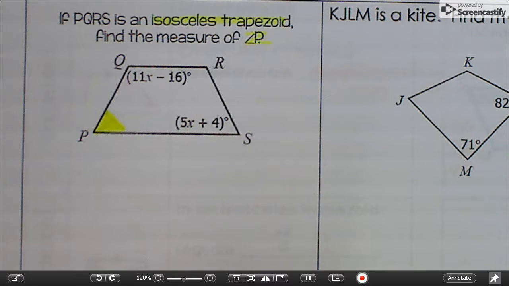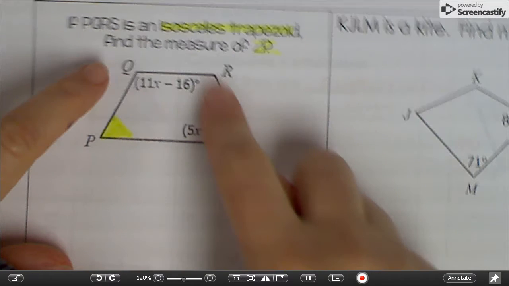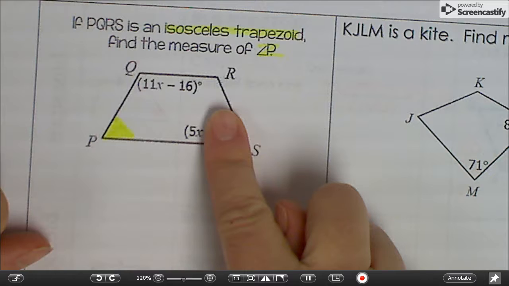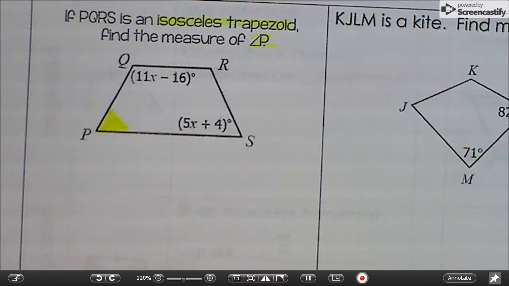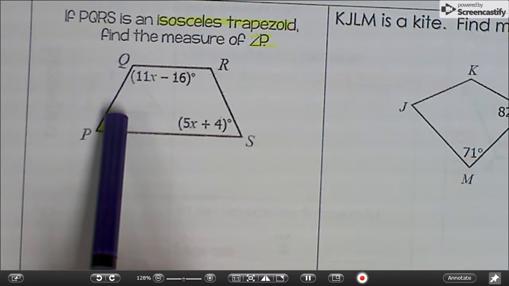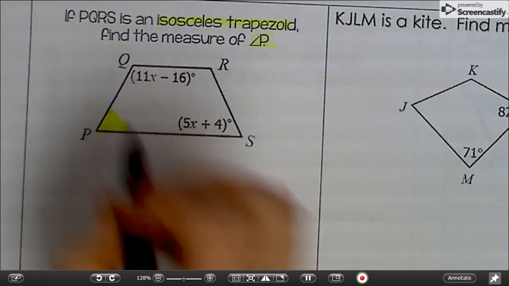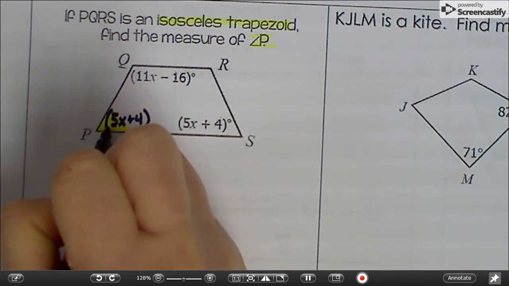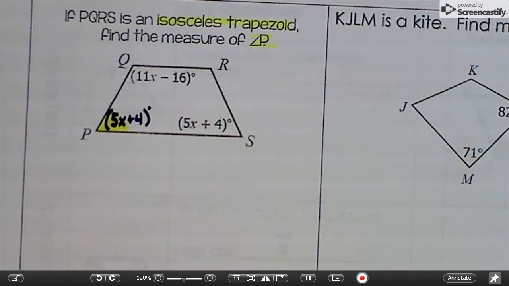In a trapezoid, all trapezoids, the consecutive angles, the ones on the same side, are supplementary. But this is isosceles, which means that it has extra properties. And you can look at this a couple ways. One, you could move the 5x plus 4 over here, which is what I'm going to do. Because in an isosceles trapezoid, base angles are congruent. So these two have to be the same.